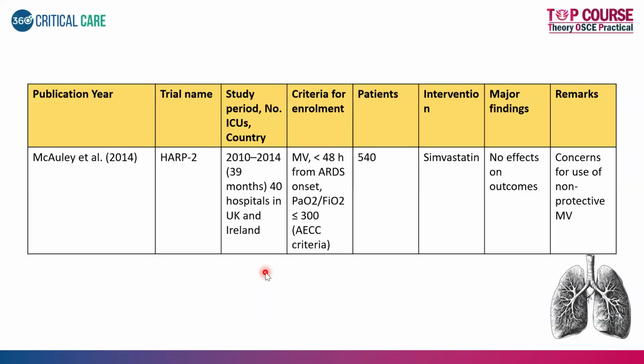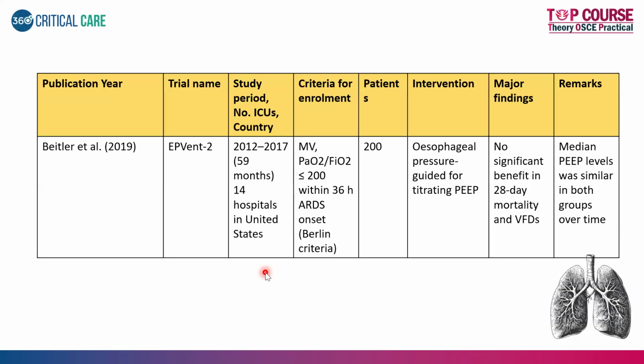Coming to other negative trials, there have been a lot of trials on statins, etc. Your HARP-2 trial, on the use of simvastatin, looked at whether there was any benefit. It was actually done in 2014 using the AECC criteria. Again, no benefit. Your esophageal pressure guided PEEP showed no significant difference in 28-day mortality as compared to the routine ventilator guidelines. But again, to use this by and large as a guideline-based therapy would not be suggested. Probably you can use other surrogates for calculation of your ventilator parameters.